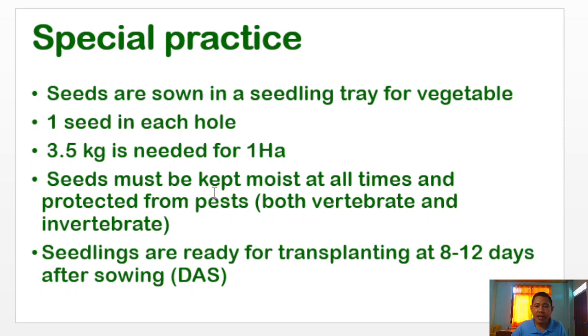So the seeds must be kept moist at all times and protected from pests. Seedlings are ready for transplanting at 8 to 12 days old, because in the system of rice intensification, 8 to 12 days is the optimum age of seedlings, the ideal age of seedlings at transplanting to maximize their tillering capability.